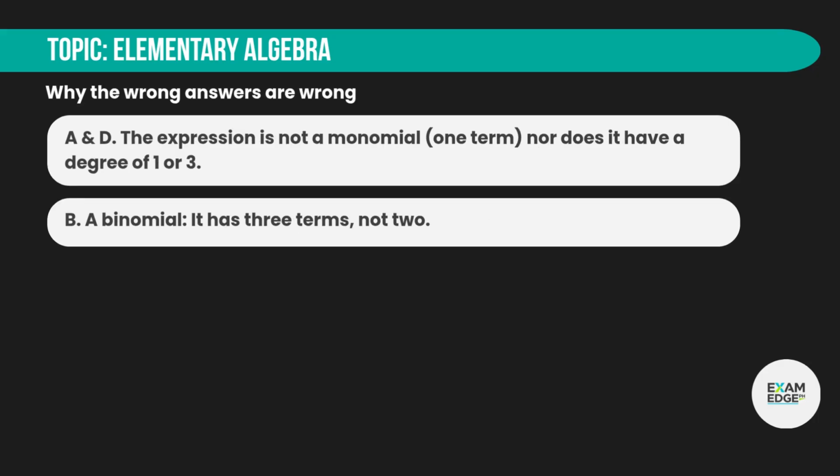Why the wrong answers are wrong? A and D. The expression is not a monomial, one term, nor does it have a degree of 1 or 3. B. A binomial. It has 3 terms, not 2.